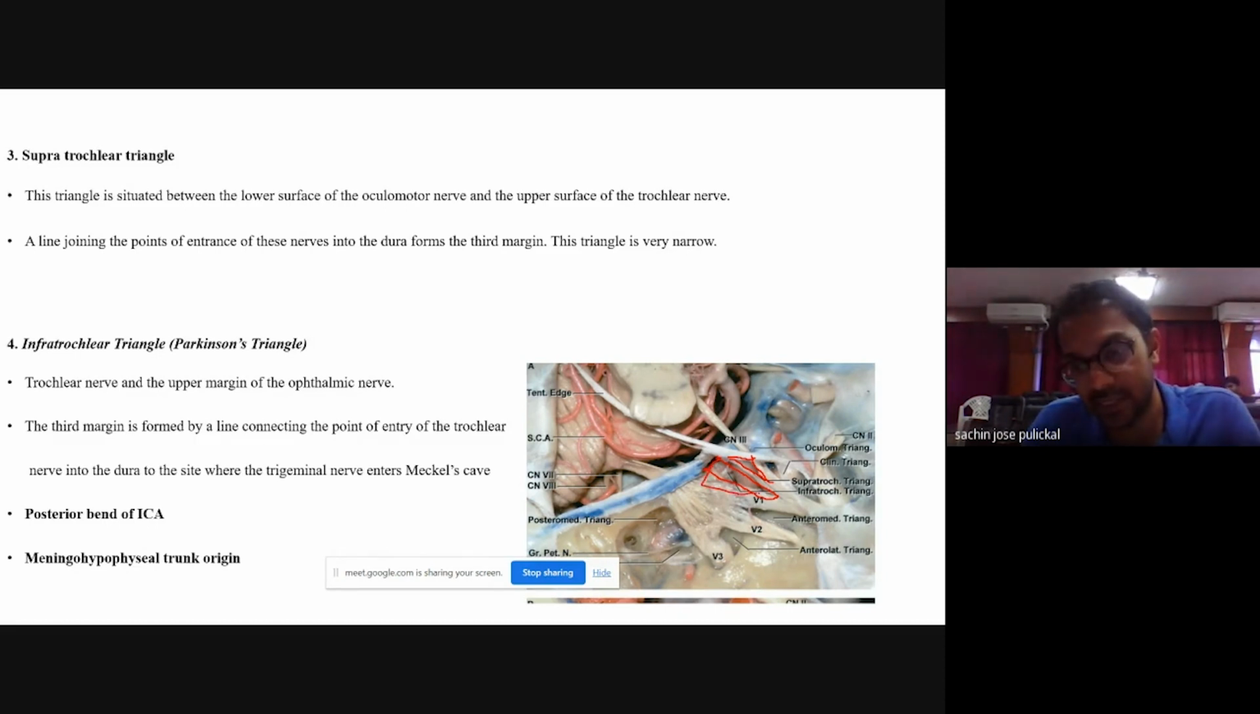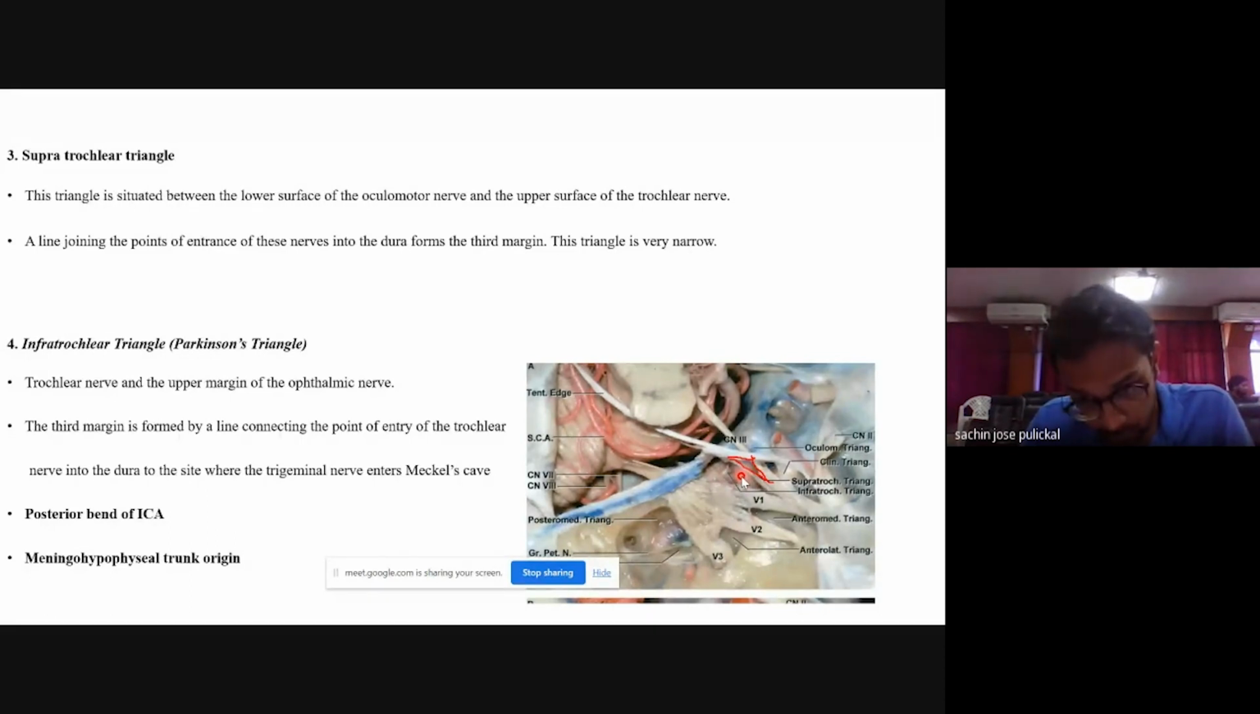So this triangle, as you can see, is quite broad. I'll erase that to show you better. This infratrochlear triangle is a very important triangle because it is broader than the supratrochlear triangle, and it gives a good view of your cavernous ICA. In many surgical approaches, as Parkinson described, the meningohypophyseal trunk many times arises from this triangle. Before the era of endovascular interventions, this triangle was entered for treatment of carotid cavernous fistulas arising from this area.